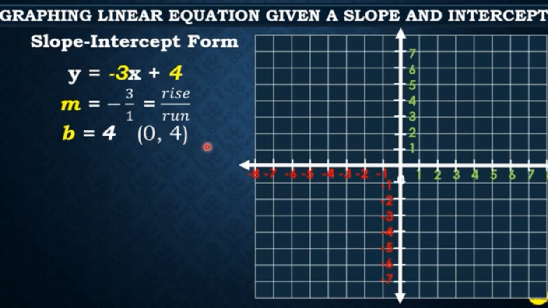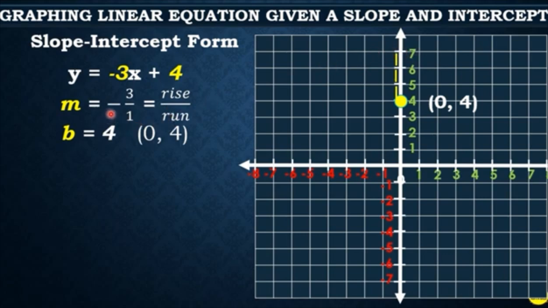Okay, let us now plot (0, 4). Ayun, so this is your (0, 4). Now, rise natin, we have 3. So, we will be moving 1, 2, 3. Okay, so ayun na po. Now, our run is 1. Are we moving to the left or to the right? To the left. Very good.